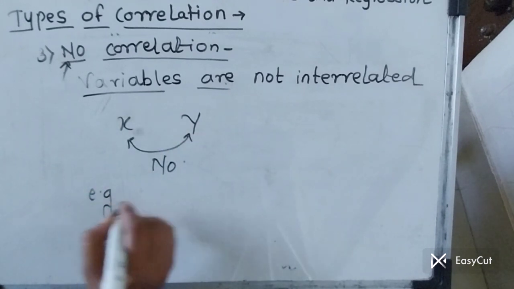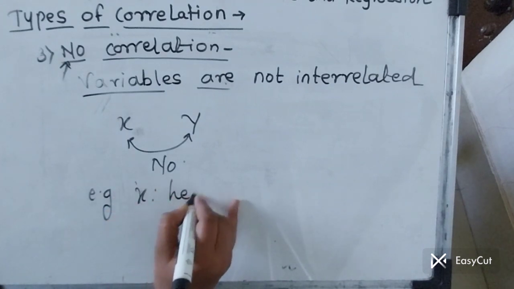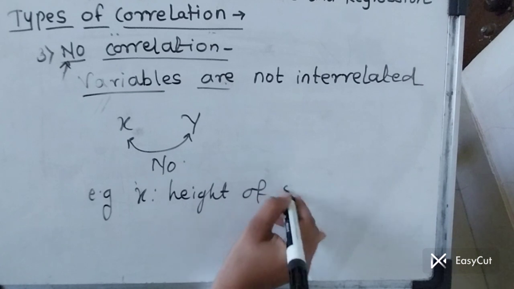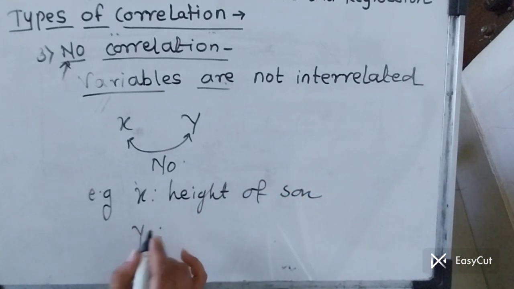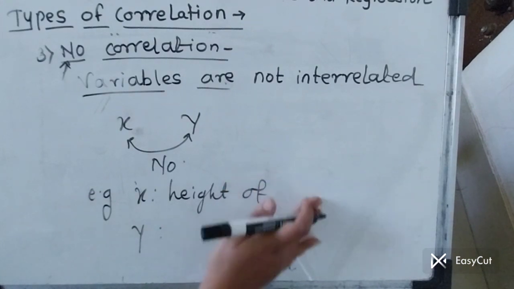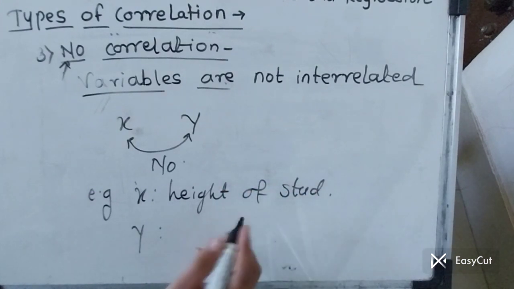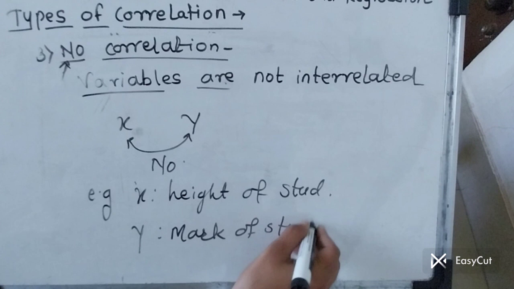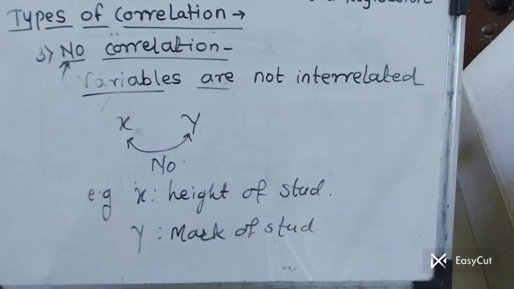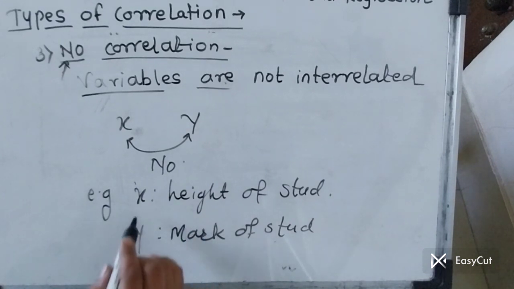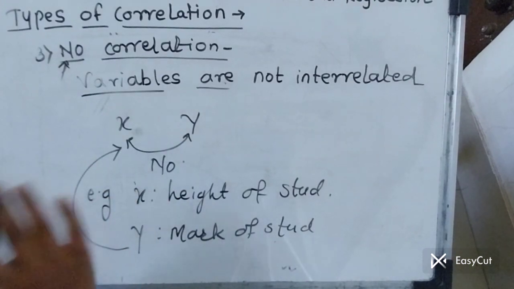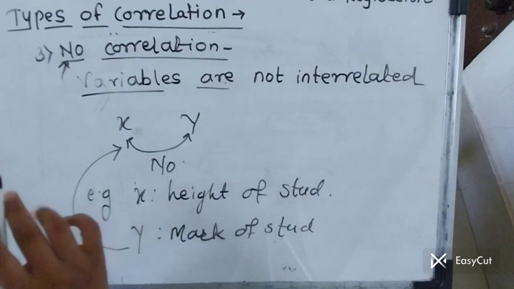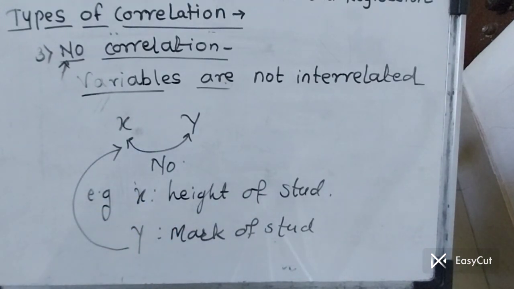For example, suppose X is the height of a student and Y is the marks of that student. Is there any relation? If height increases, do marks also increase? No. If marks increase, does height also increase? No, there is no relation. So we can say that X and Y are not interrelated. We call it no correlation. No relation between X and Y.